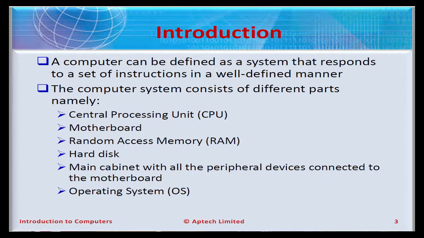Introduction. Now, a computer can be defined as a system that responds to a set of instructions in a well-defined manner, and the computer system consists of different parts, namely, we have the central processing unit, the motherboard, the random access memory, that is the RAM, the hard disk, also called hard drive, the main cabinet with all the peripheral devices connected to the motherboard, which we call the system unit, and of course, the operating system.